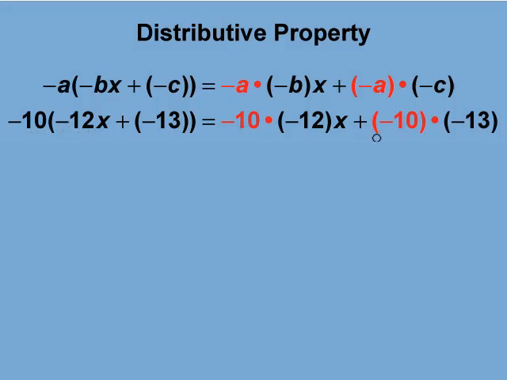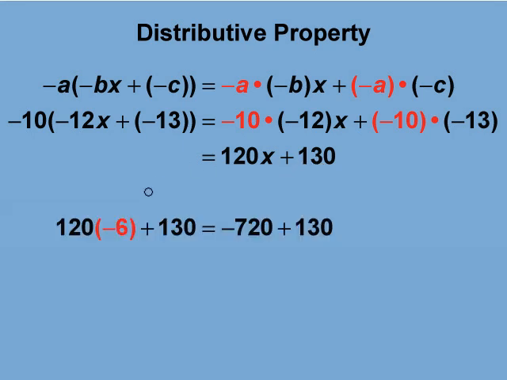We now distribute -10 to both terms as shown here. The product of these two terms is positive, as is the product of these two terms. We get 120x plus 130. We evaluate this expression for x equals -6, as shown here. We get -720 plus 130, which is -590. Let's look at a final example.